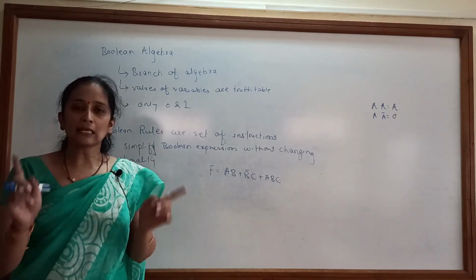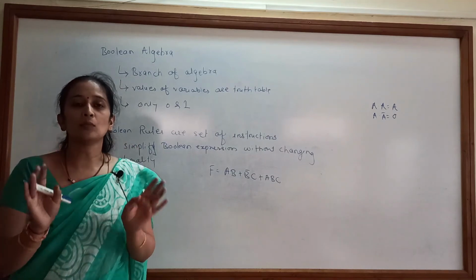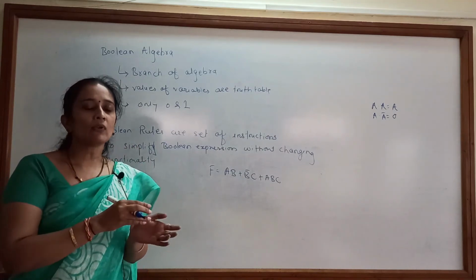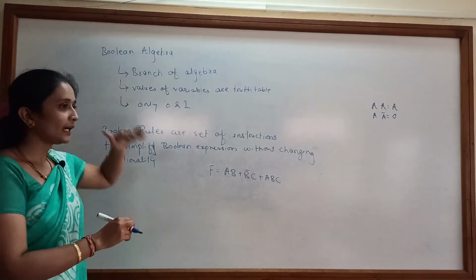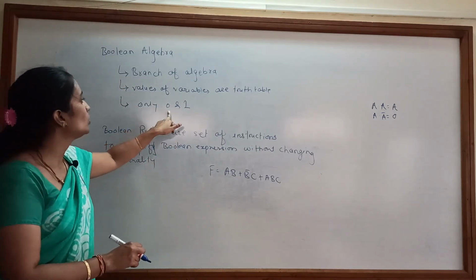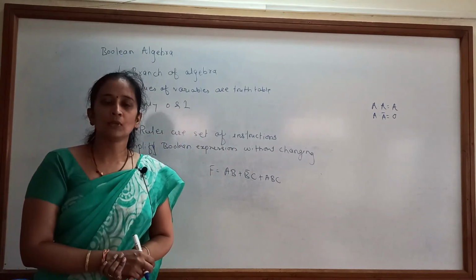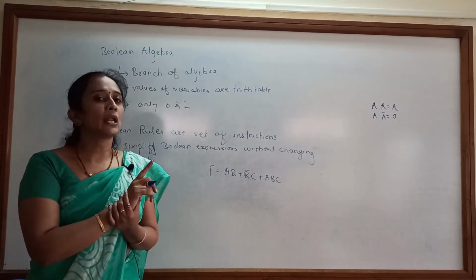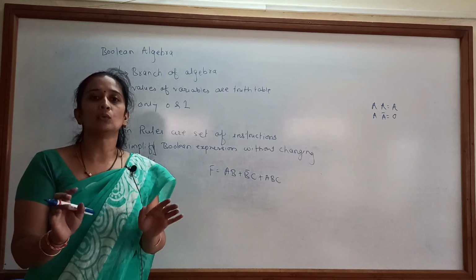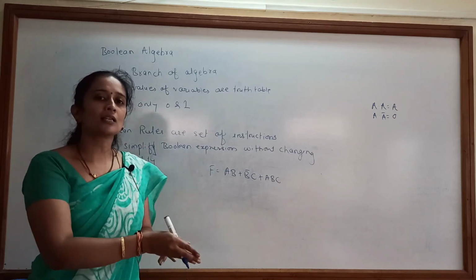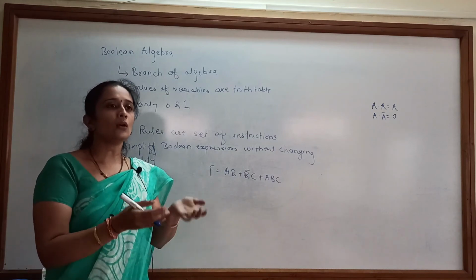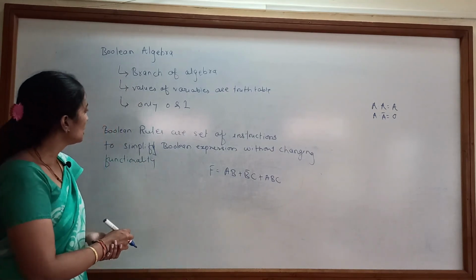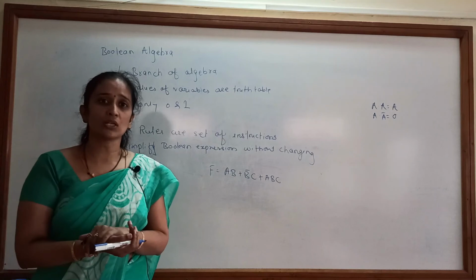A truth table is a table or tabular data from which we can assume the output, and in that table the values will be only 0 and 1. In Boolean algebra you cannot take any other value. You have to take either 0 or 1. This is Boolean algebra. Now in Boolean algebra we will solve Boolean expressions.